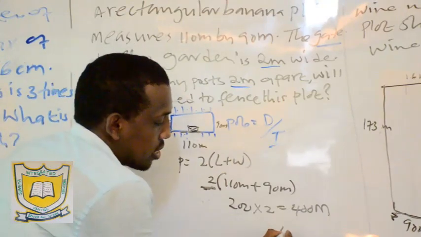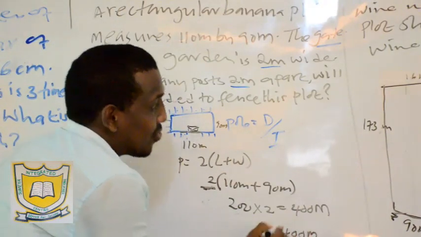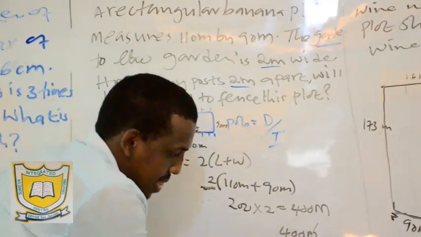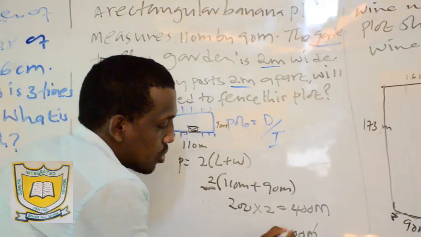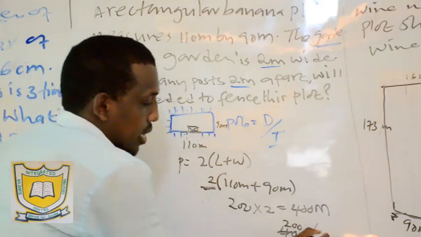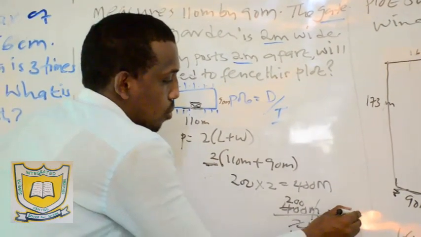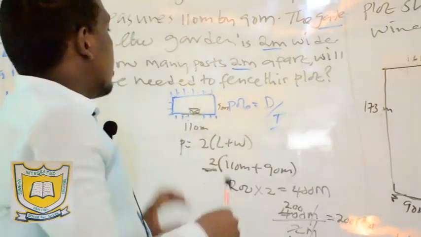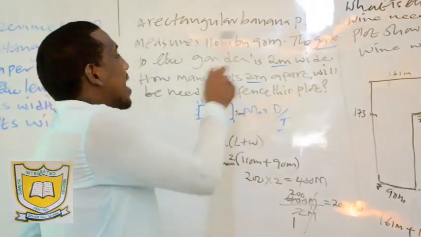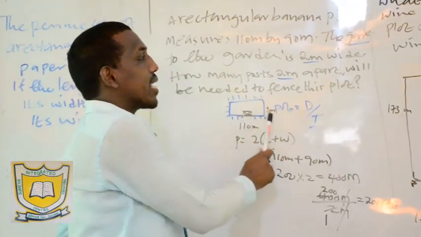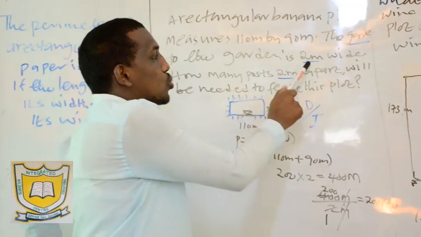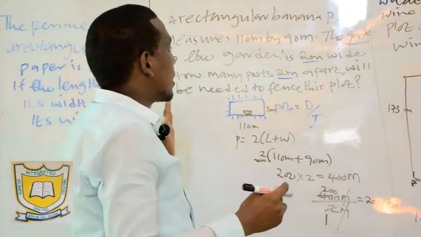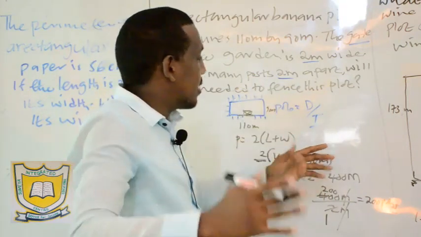Distance over interval. Distance which is 400 meters over interval 2 meters apart. Count 400 by 2, 200. So you get 200 balls. That is how we get it. You are told this is a rectangular banana plot, measures 110 by 90. The gate is 2 meters wide, and the distance in between the posts is 2 meters apart. How many?